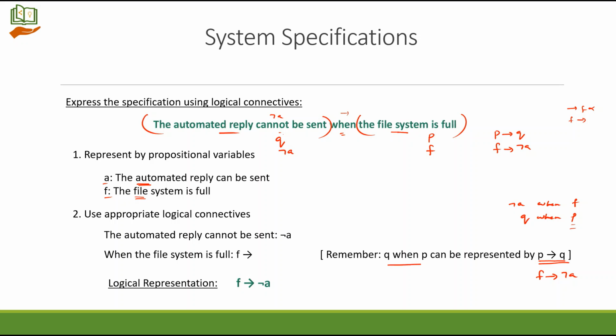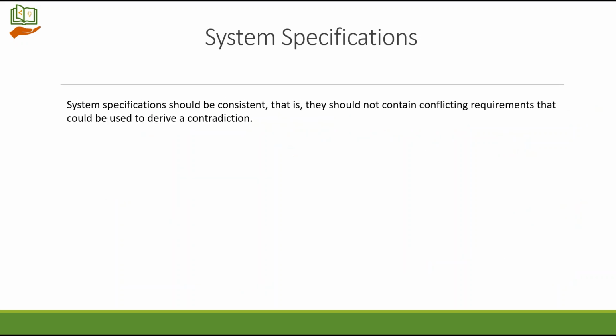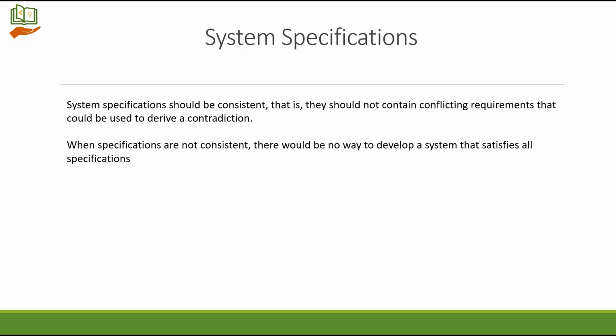That's why I gave you all possible English expressions of P implies Q. If you don't get the meaning, you will mark it in reverse order like negation of A implies F, which is actually wrong. So we have some additional points here. System specifications should be consistent. That is, they should not contain conflicting requirements that could be used to derive a contradiction. When specifications are not consistent, there would be no way to develop a system that satisfies all specifications.